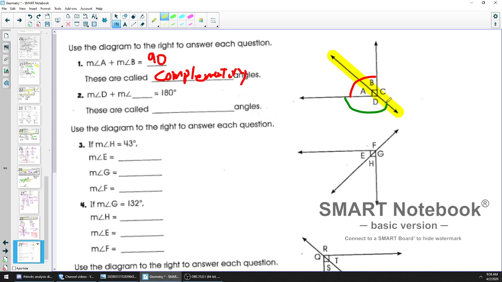So, if I'm starting at D, I'm going to keep on going, and I'm going to go into the entire length of the line. So D plus what other angle will give me this straight line? A. If you see D plus A equals 180, it makes a straight line. And we call this supplementary.